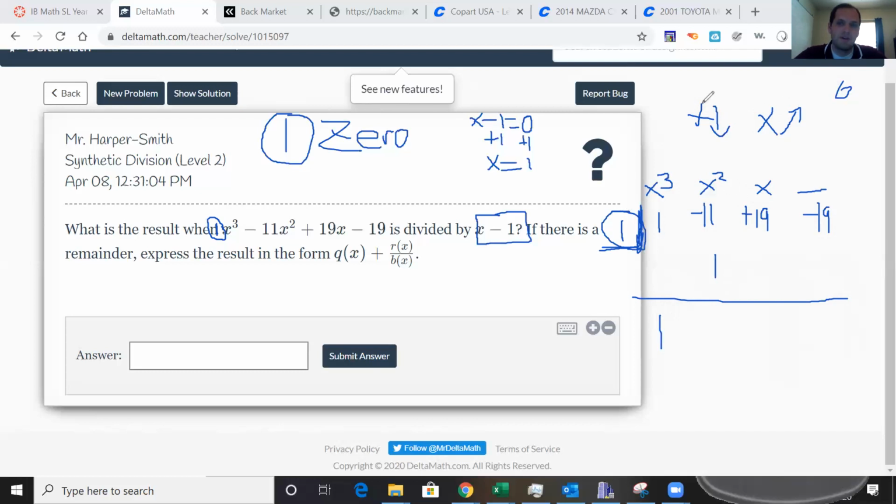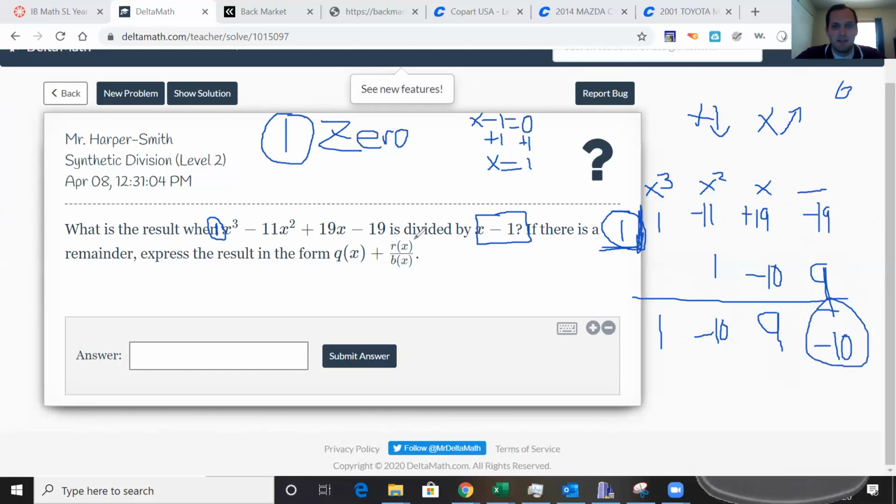I'll repeat it now. Add going down. What's negative 11 plus 1? It's negative 10. Then I multiply going diagonally. 1 times negative 10 is negative 10. All right. I add going down. That gives me positive 9. I multiply. 1 times 9 is 9. Then I add. That gives me negative 10. Now my answer is going to have a remainder of negative 10.